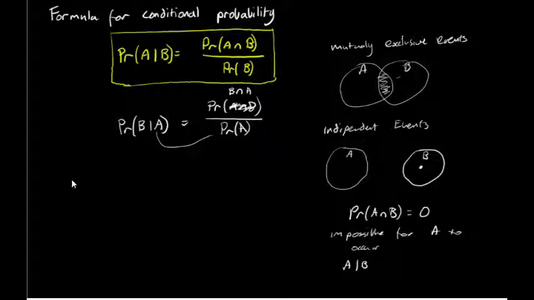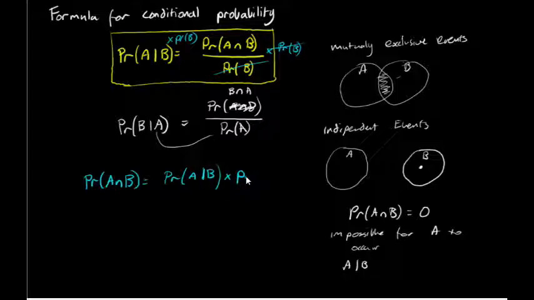We can also rearrange this as well. If we multiply top and bottom by the probability of B, they cancel. We get the probability of A and B is the same as the probability of A given B times the probability of B. So that's just a rearranged formula there.